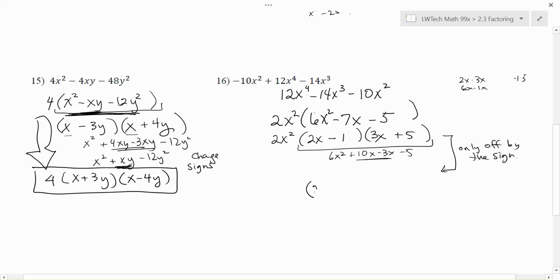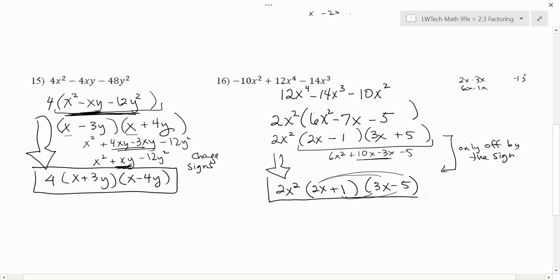So we're going to change the 2x minus 1 to 2x plus 1. We're going to change the 3x plus 5 to 3x minus 5. This should now give us the negative 7x in the middle, and I do recommend that you double check. 6x squared minus 10x plus 3x will give me a negative 7x and then a minus 5. So that works great. Then don't forget that we did have a leading term out in front. That 2x squared that we pulled out from a common factor needs to be a part of my final answer, and this is my completely factored expression.